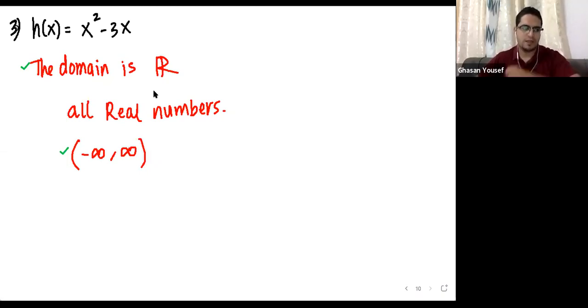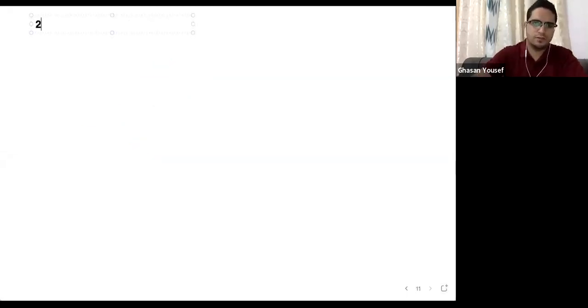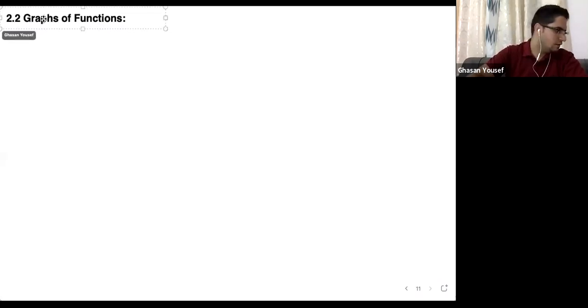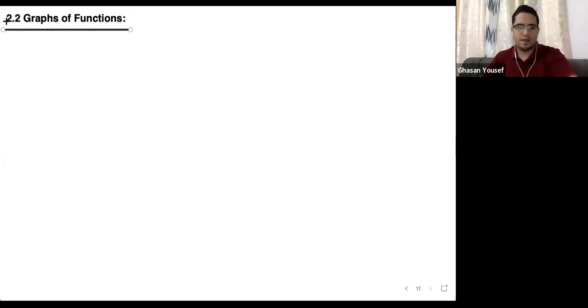Now we're going over 2.2, the graphs of function by using tables and plotting points. So 2.2, graphs of function. Okay. So first of all, what is the meaning of a graph? The graph means curve, like any curve that comes from a function after I plug points inside the function.